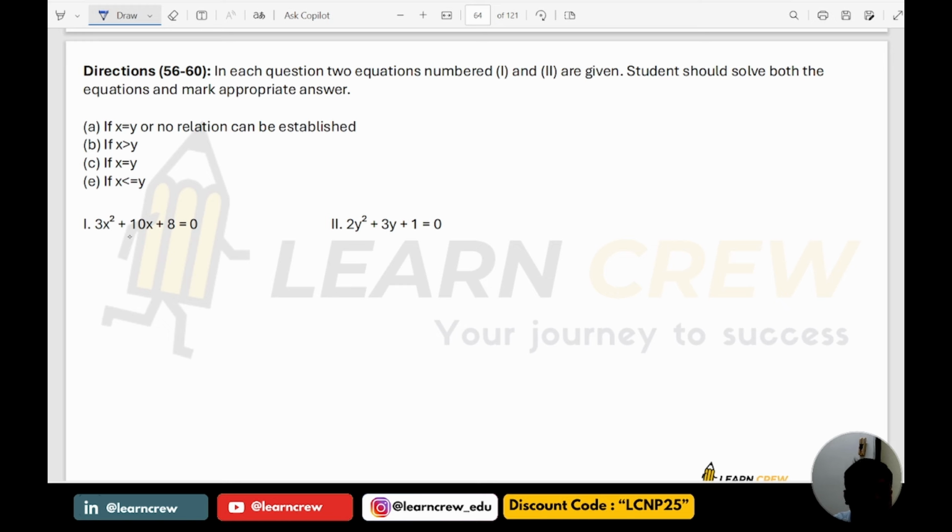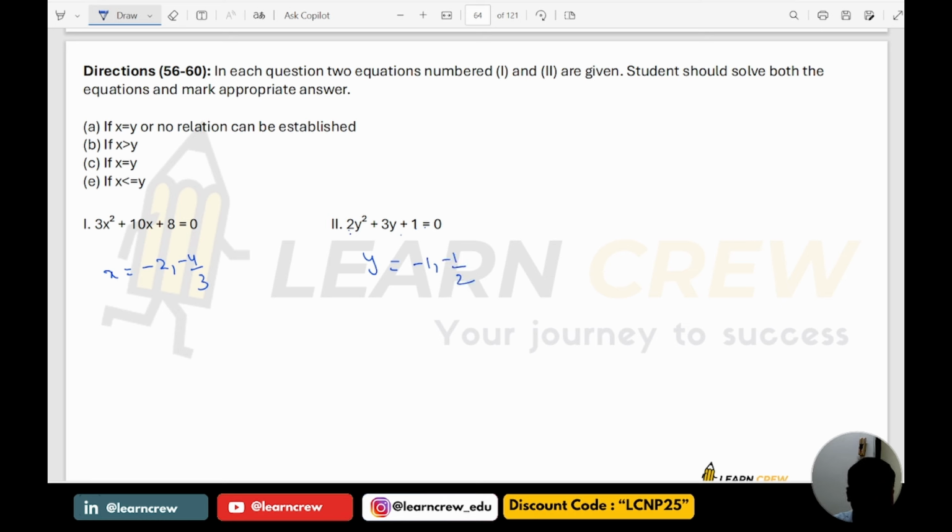Next, 3 8 is 24. 24 you have to get, and the sum must be 10. So it is simply 3x square plus 10x plus 8. 6 and 4, 6 and 4. So it is minus, minus you are going to get. So x is equal to how much? Minus 6 by 3, which is minus 2, and minus 4 by 3. And y is equal to how much? 2 into 1, so minus 2, minus 1, minus 2 by 2, minus 1, minus 1 by 2.